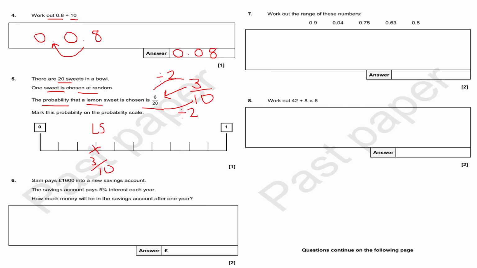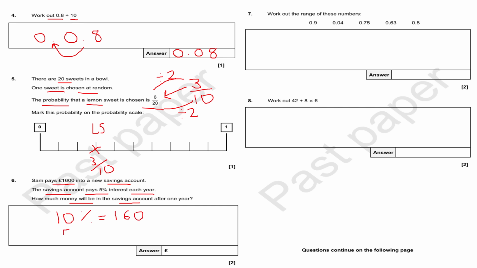Question 6, guys. Sam pays £1,600 into a new savings account, so 1,600. The savings account pays 5% interest each year. How much money will there be in savings after 1 year? So essentially, I'm going to work out 5% of 1,600 and then add it on. Let's start by working out 10%. 10% of any quantity, guys, we divide it by 10, so that'll be 160. So we knock off a 0.